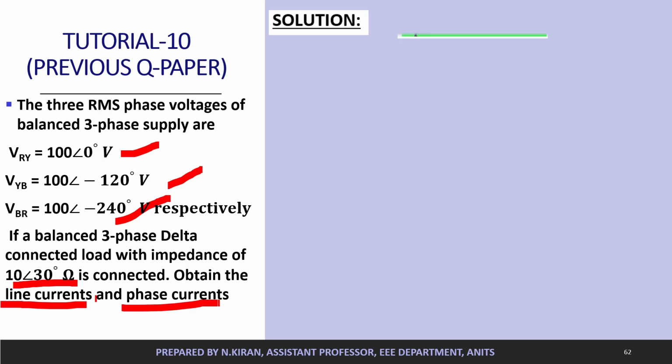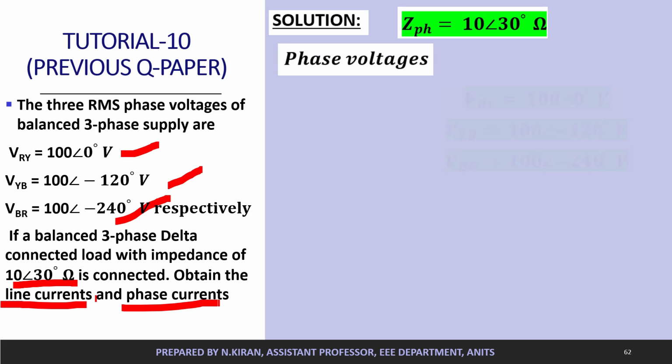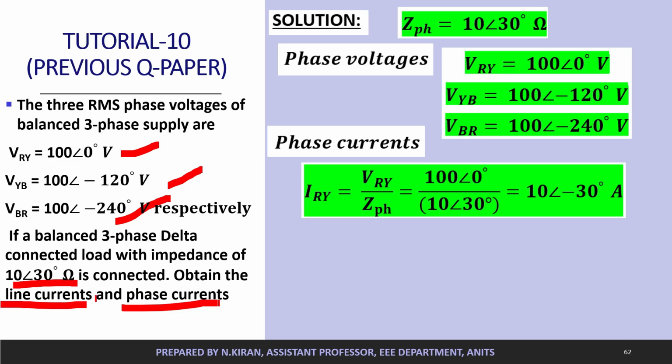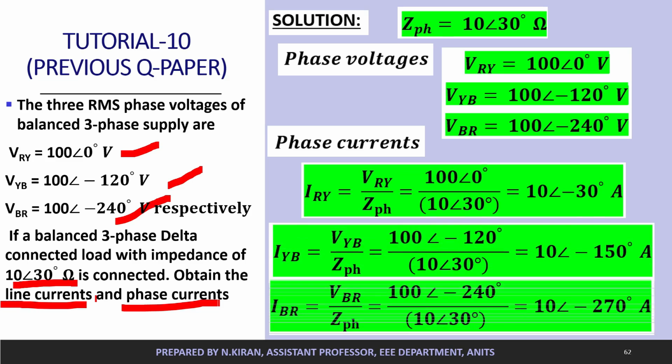Assuming it is RYB, Z phase is given as 10 at an angle 30. Phase voltages are given VRY, VYB and VBR. Since this is a delta connected system, we know that the magnitude of line voltages is equal to the magnitude of phase voltages. So phase currents will be nothing but phase voltage by phase impedance. So by that I'll get the values for IRY, IYB and IBR.